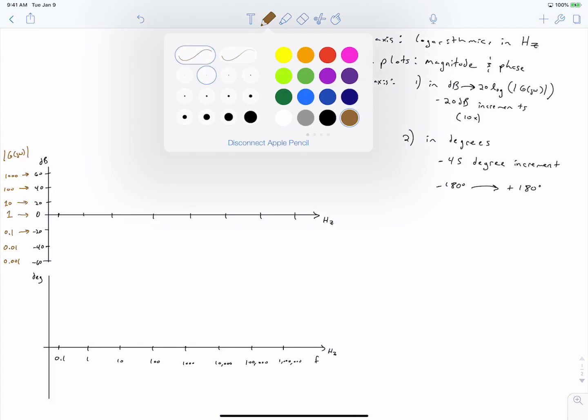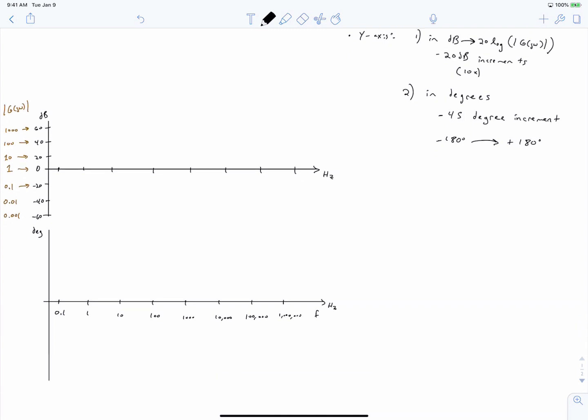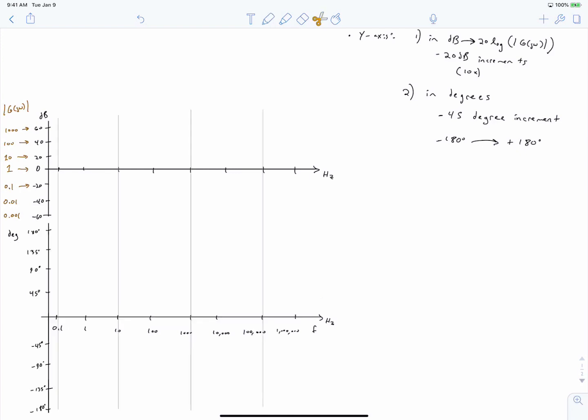Now for our second y-axis, we consider the phase angle between our transfer functions. And as I said, we can plot this over the range of 180 degrees to negative 180 degrees. So we now have our complete Bode plot axes drawn, and we're going to sketch example Bode plots on these progressively as we go through this video.